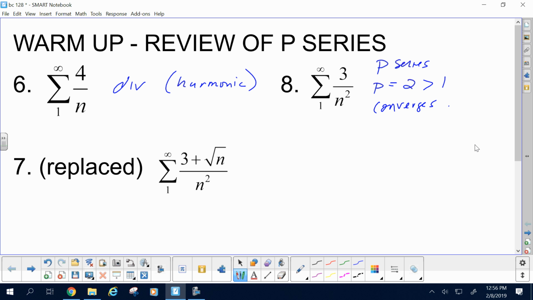If it doesn't look like that, get out the eraser and make it look like that. All those things are necessary: reporting P, testing it against 1, identifying it, converging, diverging, obviously the question.